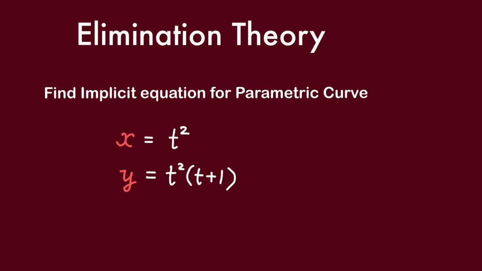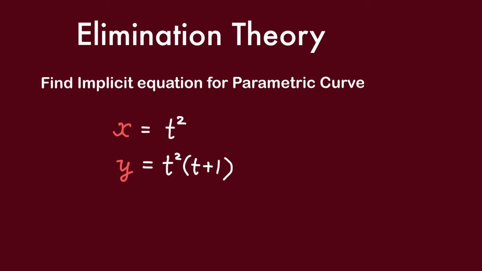Suppose we are given the following parametric plane curve. How would we find an implicit equation for this, i.e. an equation involving only x and y without the parameter t? Equivalently, how do we eliminate t from this system of equations? Later we'll see that we can also do this using Gröbner basis. But for now, let's try to find this equation using only the resultant.